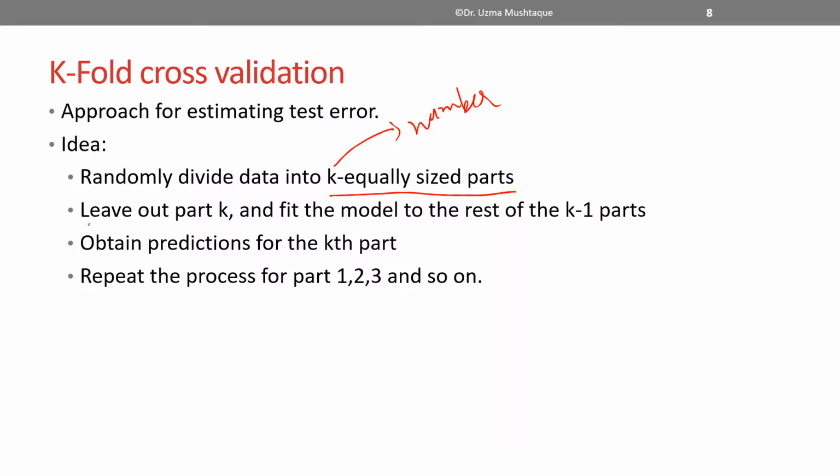What we'll do is we'll leave out or hold out that part K and fit the model to the rest of the K minus 1 parts, obtain the error predictions for the kth part, the held out part, and then keep repeating this process and calculate the average of all these stages. So these are also known as stages in KFold cross-validation. Let me actually show you how this looks like.